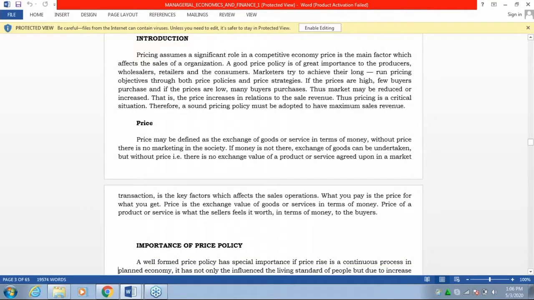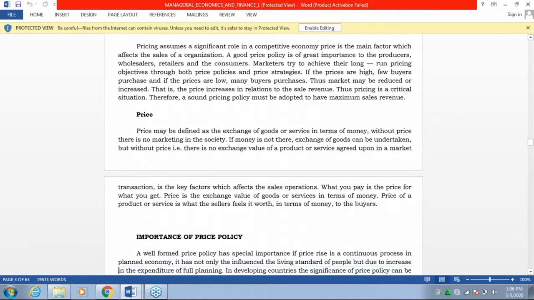And what you pay is the price for what you get or what you earn. So price is the exchange value of the goods or services in terms of money, and is also a product or service that the seller feels is worth it in terms of money to the buyers.